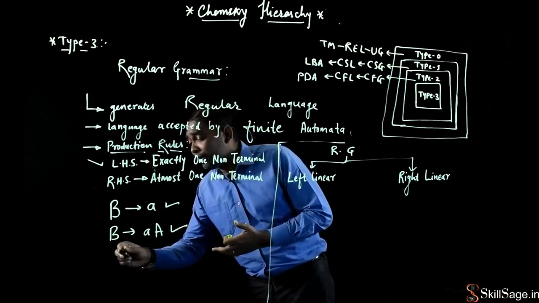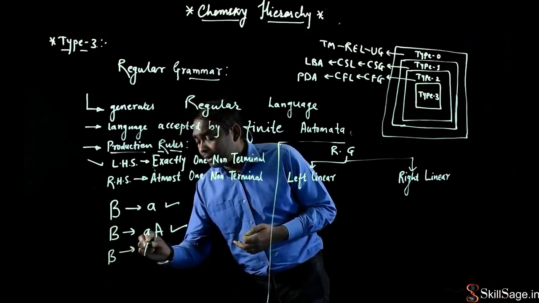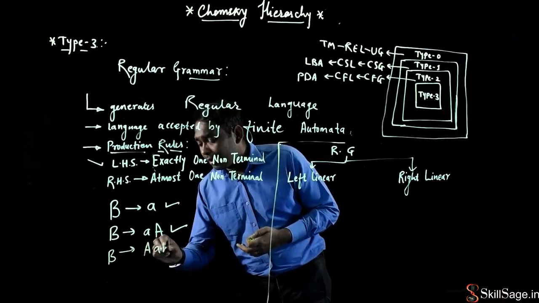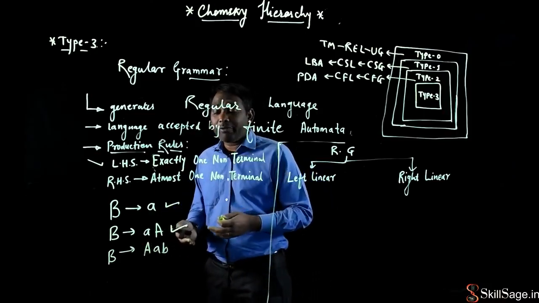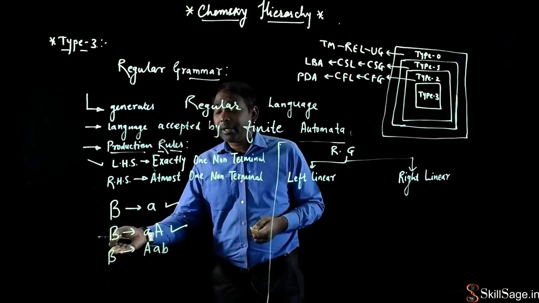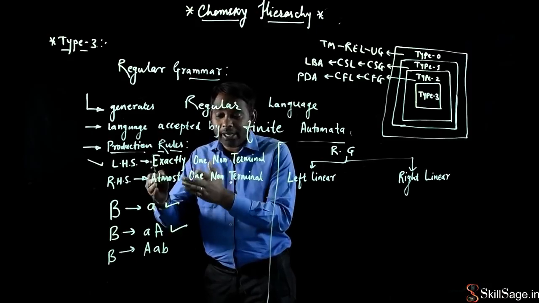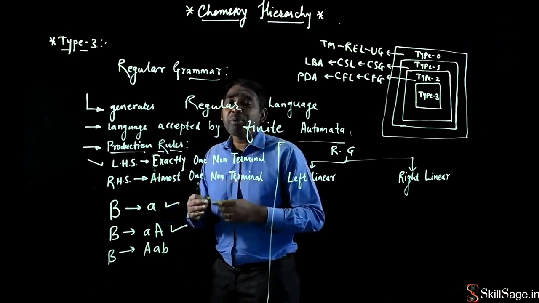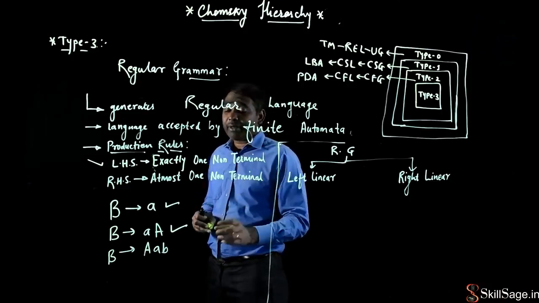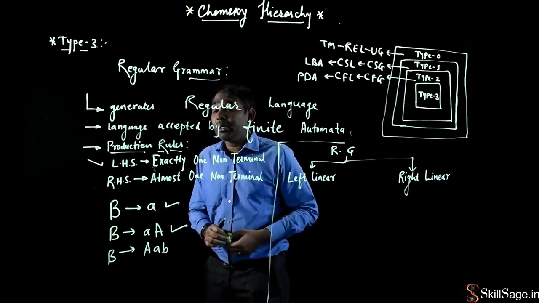If I have a regular grammar like this, B produces this, B, this is again accepted. Why is it accepted? On the left hand side there is one, and on the right hand side also one, exactly at most one. They have not put any restriction on the terminal symbols, right? Any number of terminal symbols can be present on the right hand side of the production rules, right?